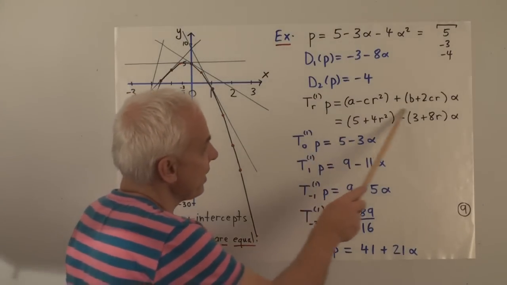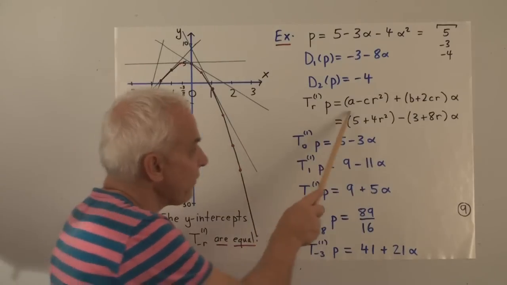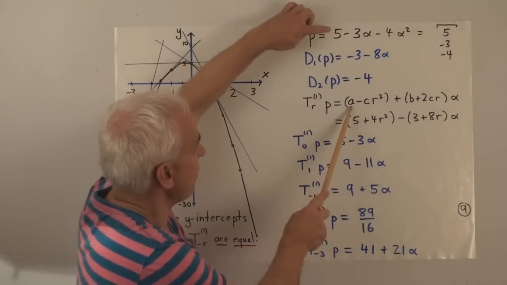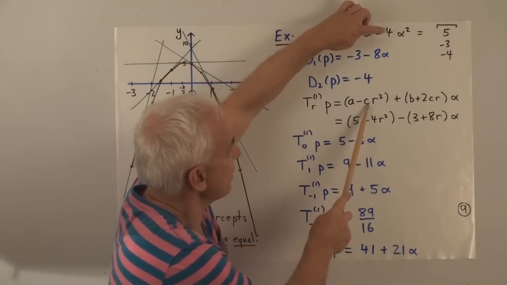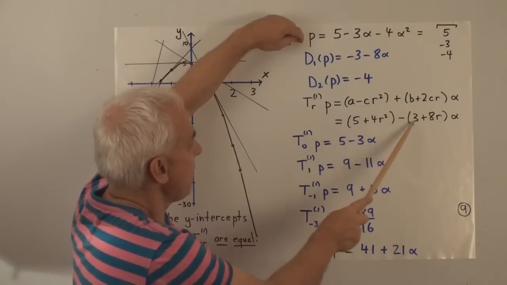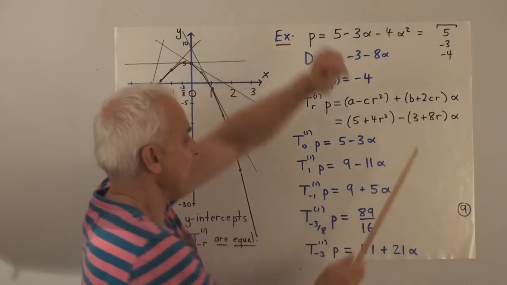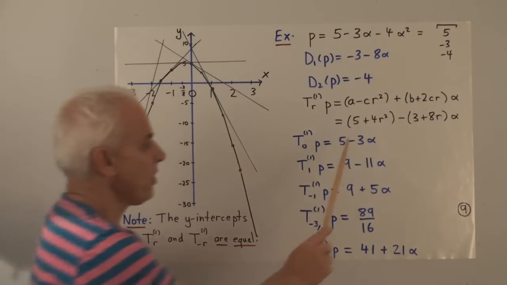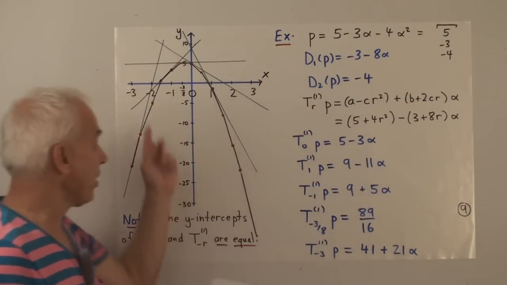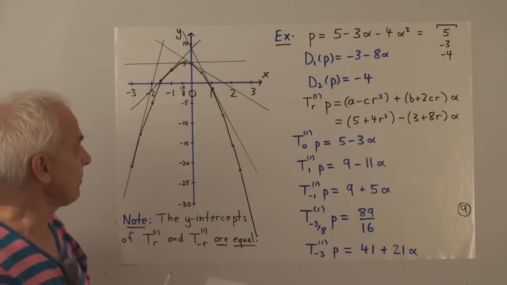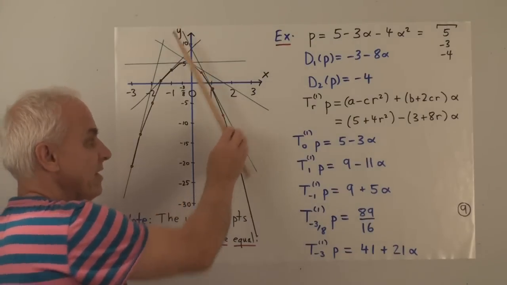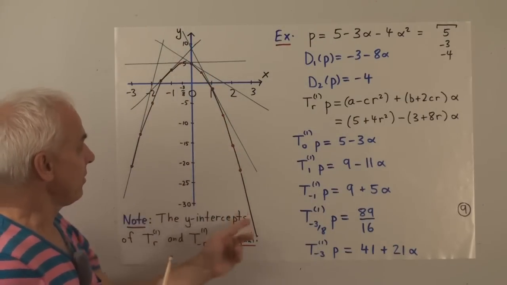Okay, and here's that formula for the tangent line that we wrote down. That's the general formula for a general quadratic polynumber. If we replace a with 5 and c with minus 4 and b with minus 3, then we get 5 plus 4r squared minus (3 plus 8r) all times alpha. This is a linear polynumber whose particular form depends on what number r we're evaluating that. So we can choose different values of r here, and for every one of those values we can calculate a tangent line to this parabola.